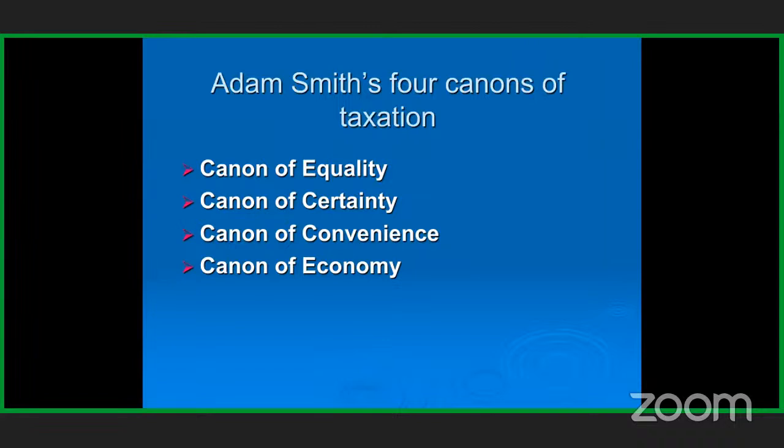Another, the fourth canon of Adam Smith, is canon of economy. Here, Adam Smith enunciates: every tax ought to be contrived as both to take out or keep out of the pockets of the people as little as possible over and above what it brings into the public treasury of the state. This means the amount of tax should be minimal. Its cost of collection should be lower than the revenue raised from it.